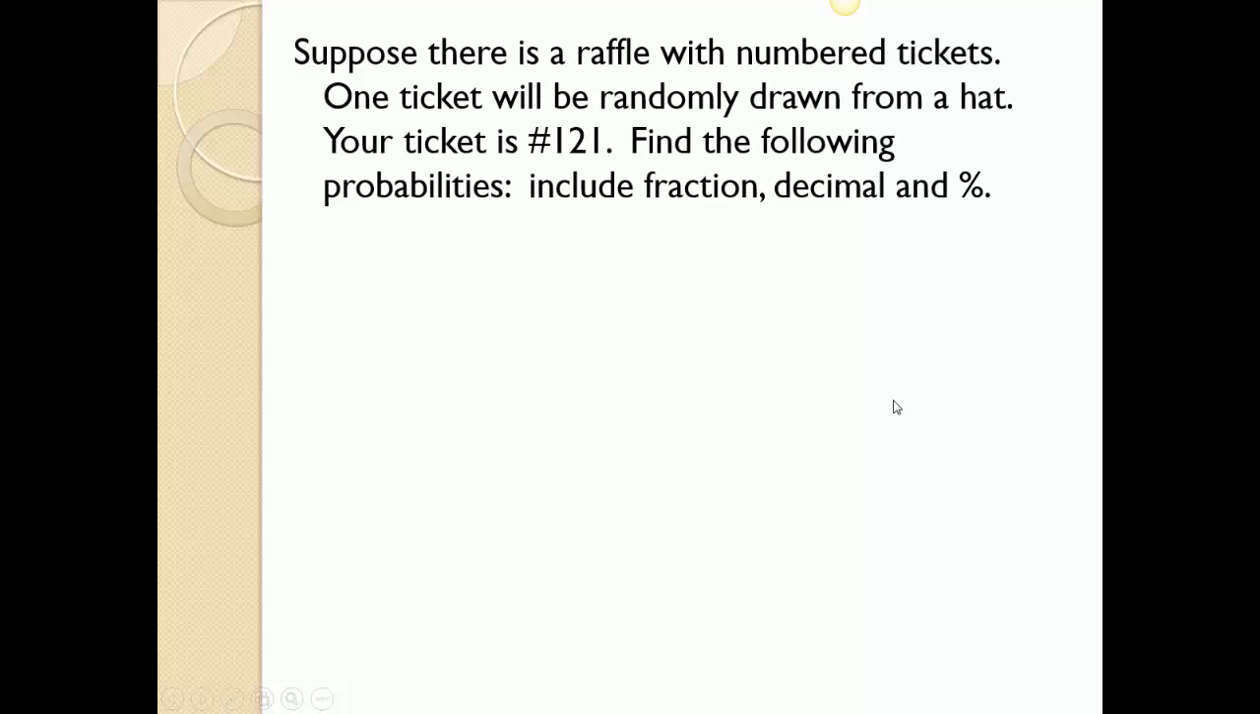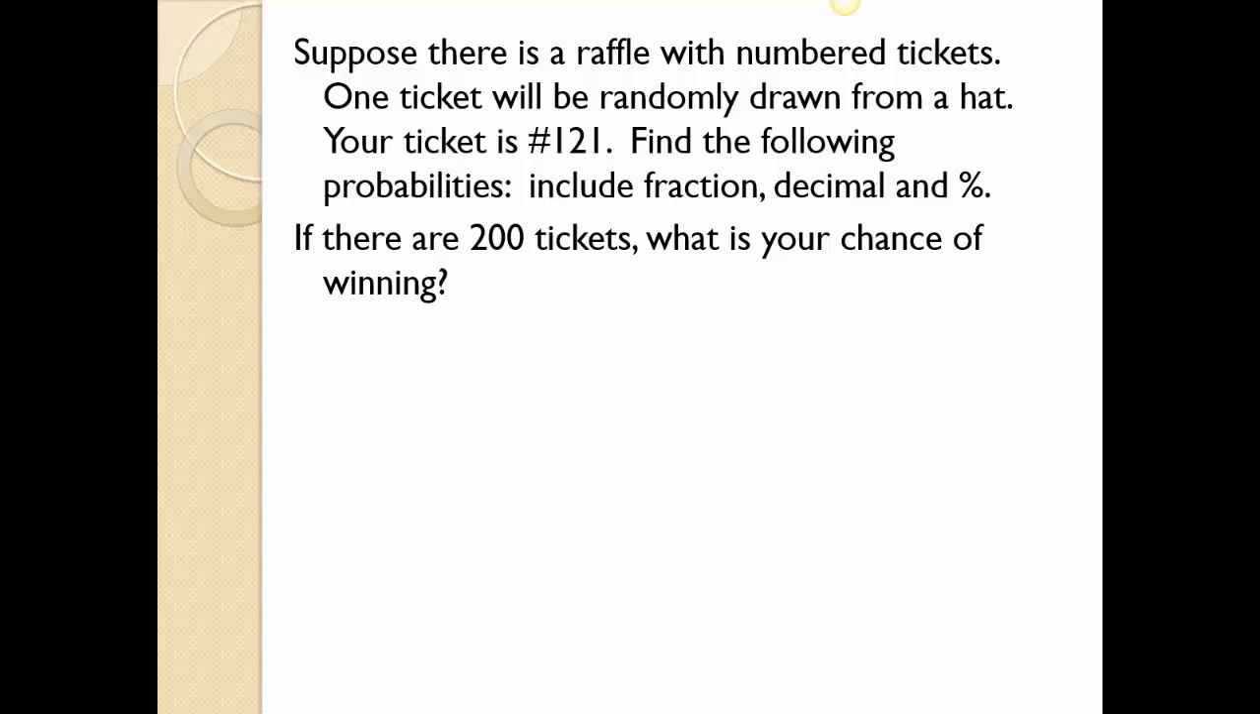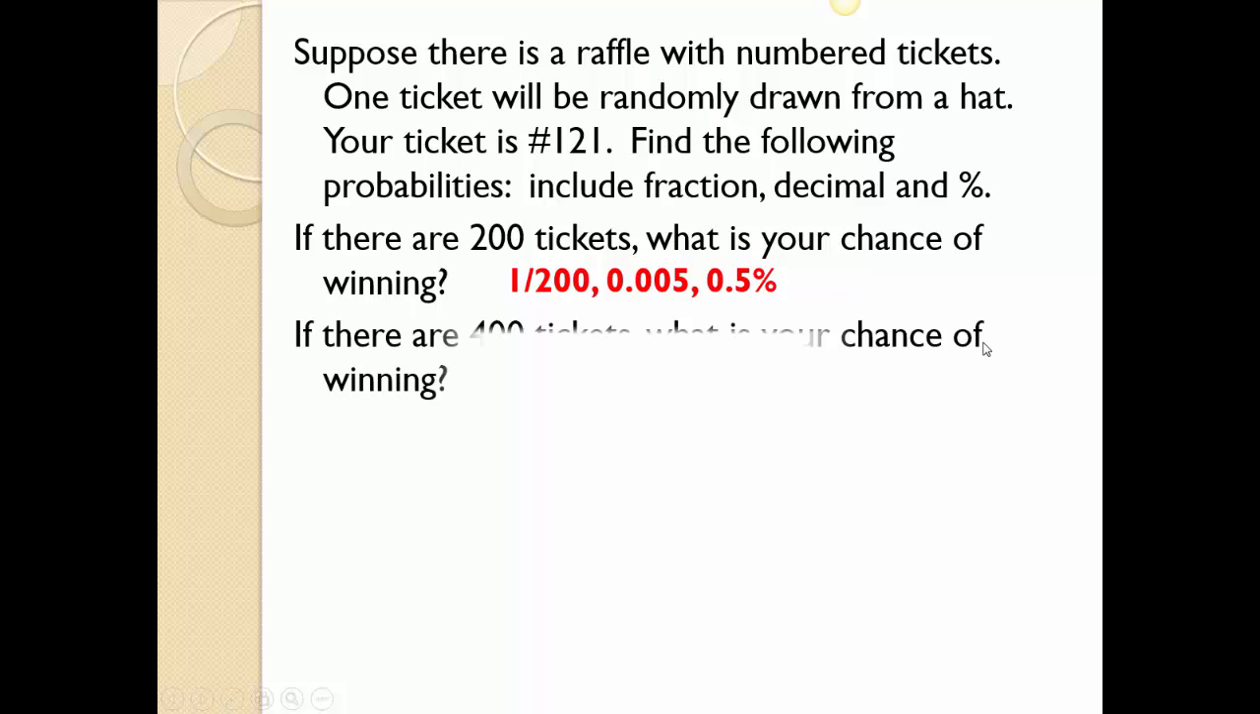Suppose there's a raffle with numbered tickets. One ticket will be randomly drawn from a hat. Your ticket is number 121. Find the following probabilities. If there are 200 tickets, what is your chance of winning? Okay, there's 200 to pick from, and how many are going to be winners? 1. So the probability of winning here is going to be 1 out of 200, with the decimal 0.005, multiplied by 100 to get the percent, which is 0.5%.